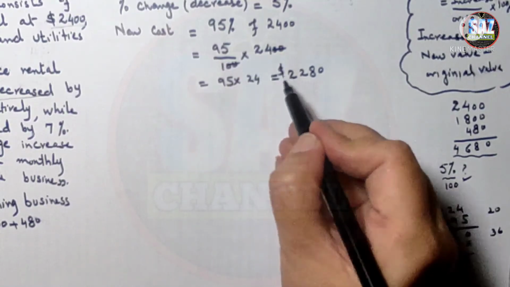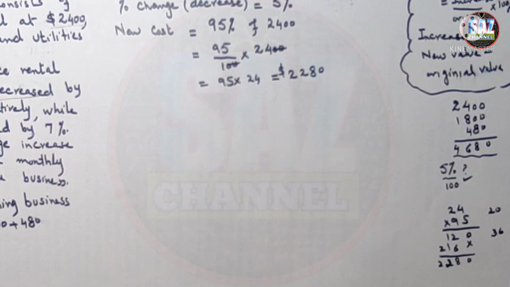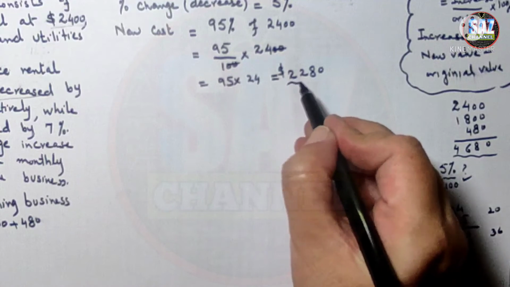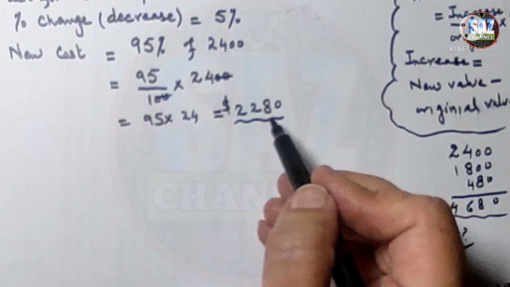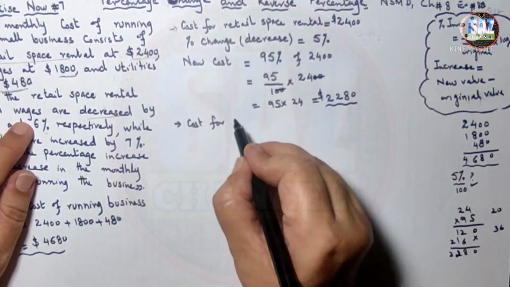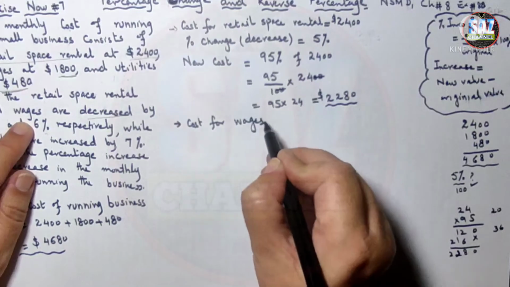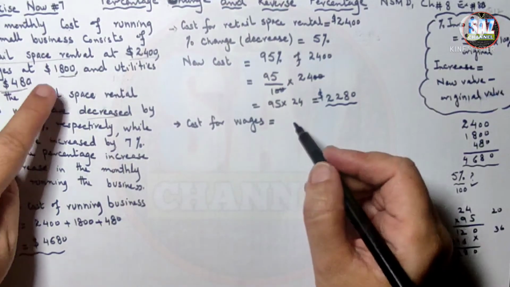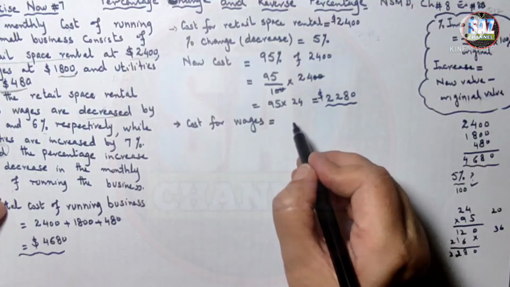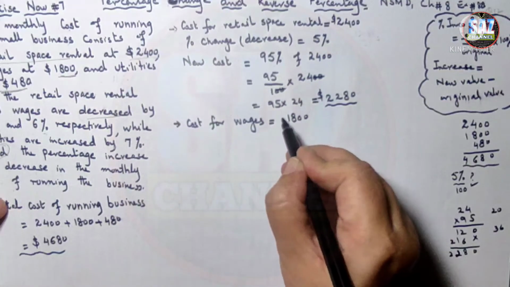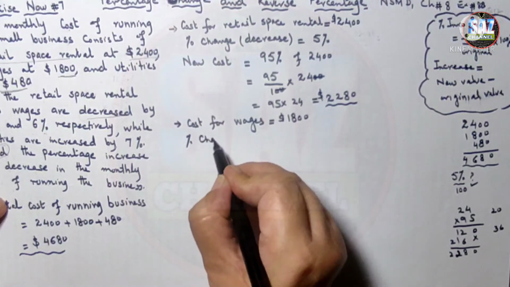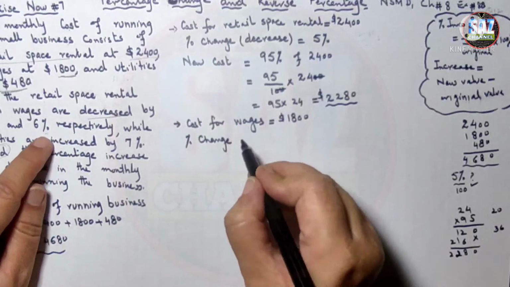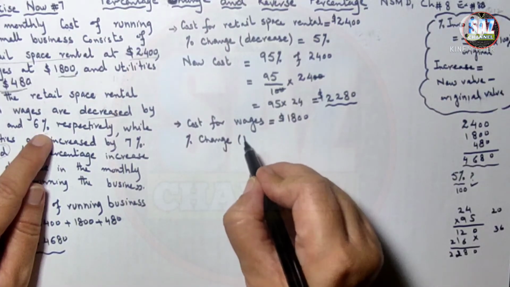Okay, now in the beginning the cost for retail space rental was $2,400, but with the 5% decrease it has become $2,280, and now there is a 6% decrease in wages. Cost for wages, okay, what was the cost for wages? $1,800, and percentage change 6%. This is again a decrease, students.